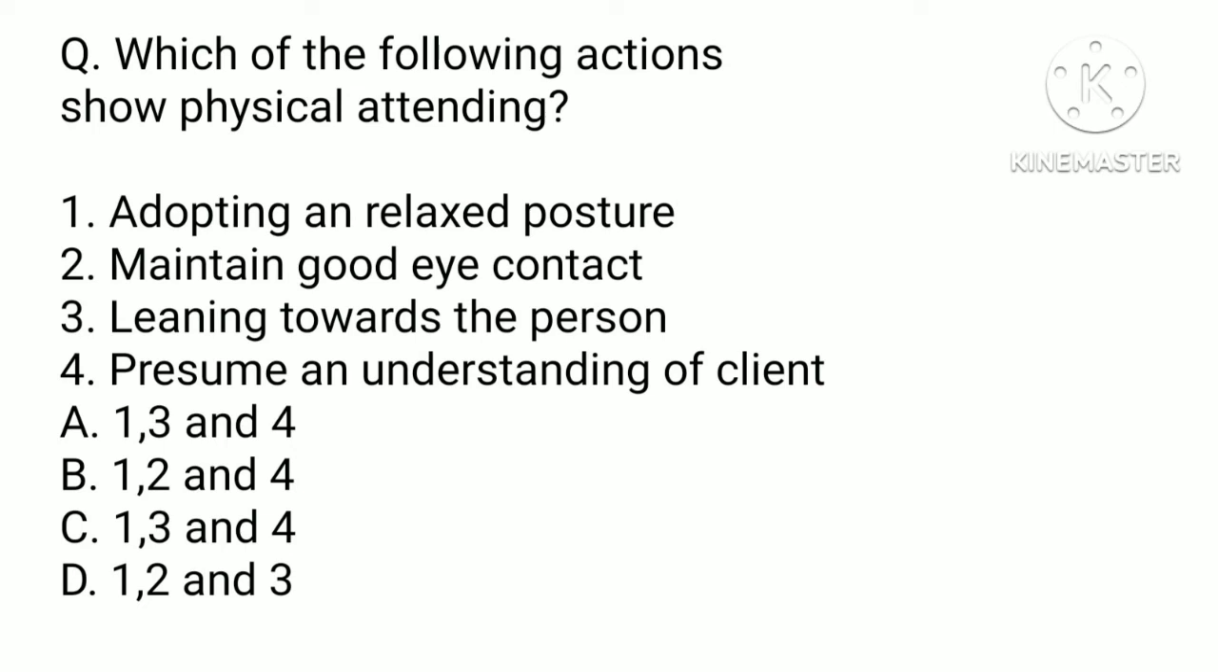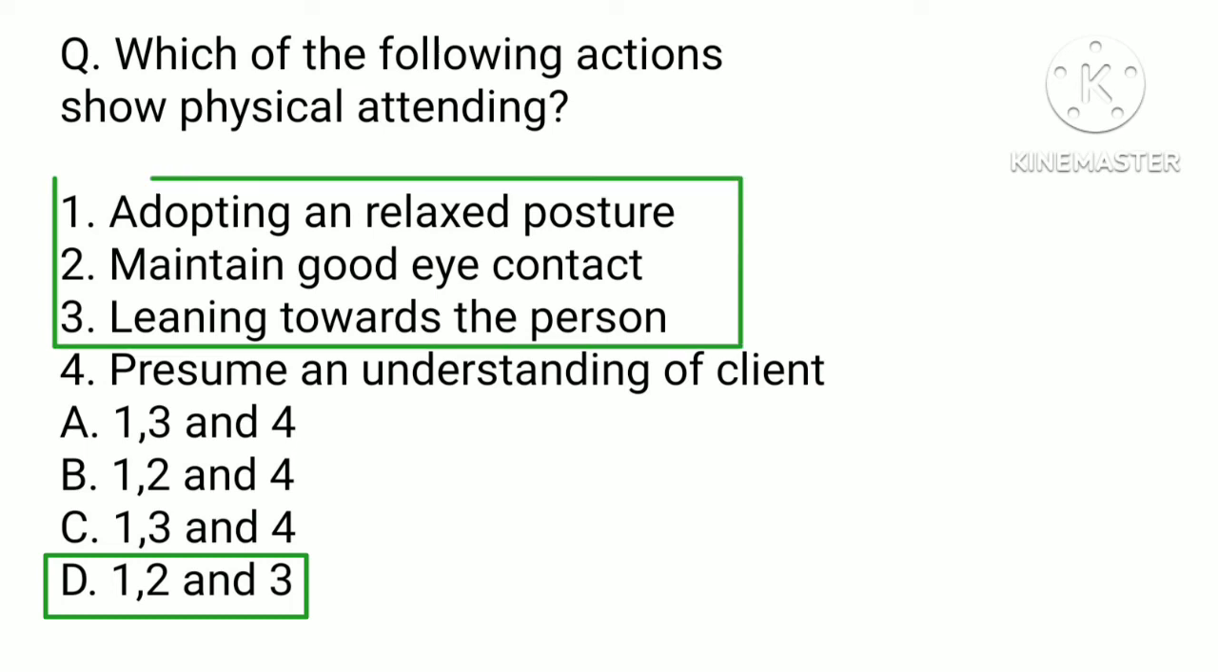Which of the following actions show physical attending? 1. Adopting a relaxed posture, 2. Maintaining good eye contact, 3. Leaning towards the person, 4. Presuming an understanding of the client. A. Option 1, 3 and 4. B. Option 1, 2 and 4. C. Option 1, 3 and 4. D. Option 1, 2 and 3. And the correct answer is D. Option 1, 2 and 3. So, adopting a relaxed posture, maintaining good eye contact, and leaning towards the person show physical attending.